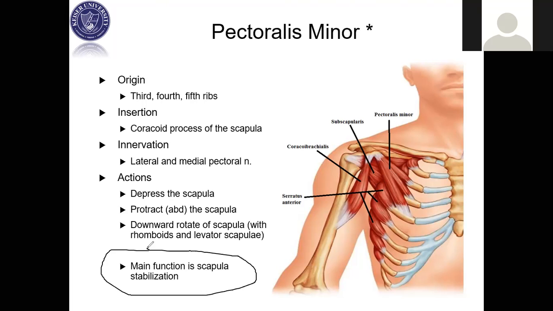The other important action that I do want you to know right now is that it protracts the scapula. So remember, protraction is the going forward of a structure. Well, pectoralis minor helps the scapula go forward. It works with the serratus anterior. The serratus anterior also does protraction.